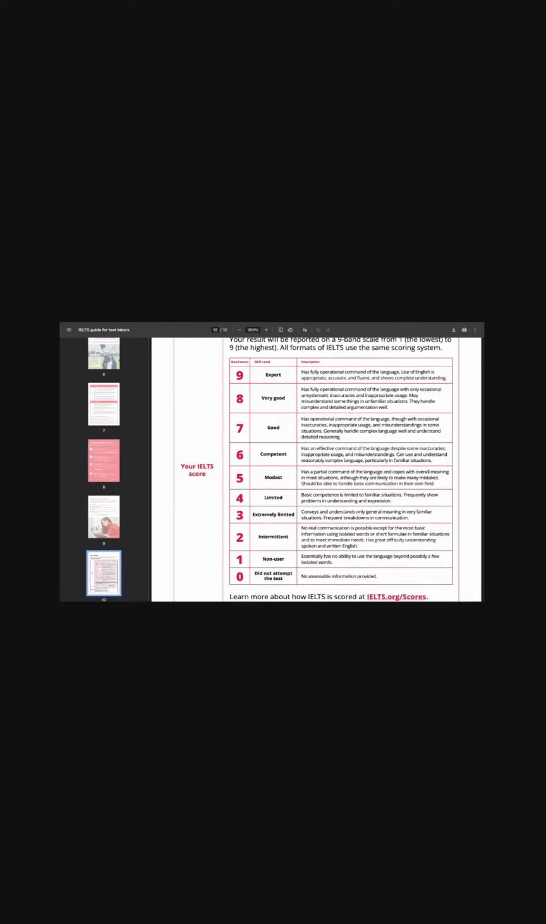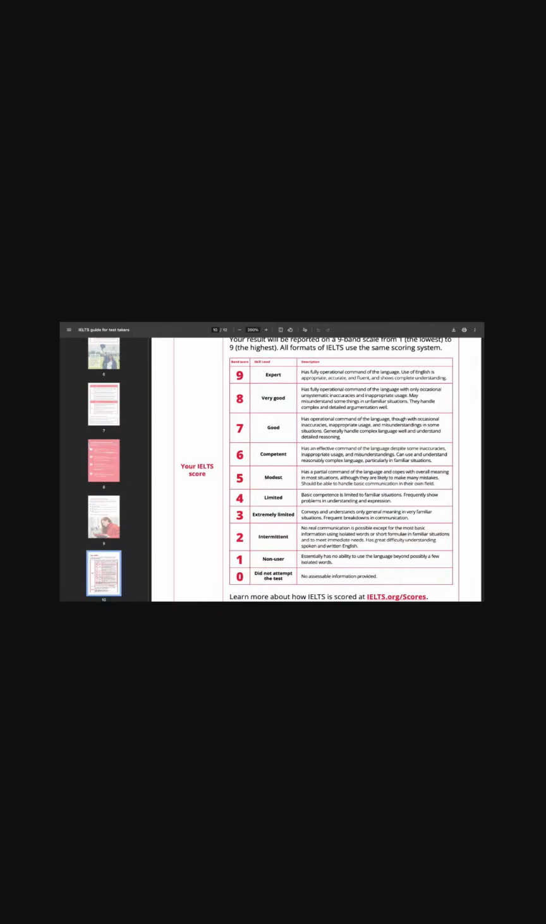Band 8 is very good: fully operational command of the language with only occasional unsystematic inaccuracies and inappropriate usage, and may misunderstand some things in unfamiliar situations. They handle complex and detailed argumentation very well. If you get a band score of 7, you are good, because you have an operational command of the language, though with occasional inaccuracies, inappropriate usage, and misunderstandings in some situations. You generally handle complex language well and understand detailed reasoning.